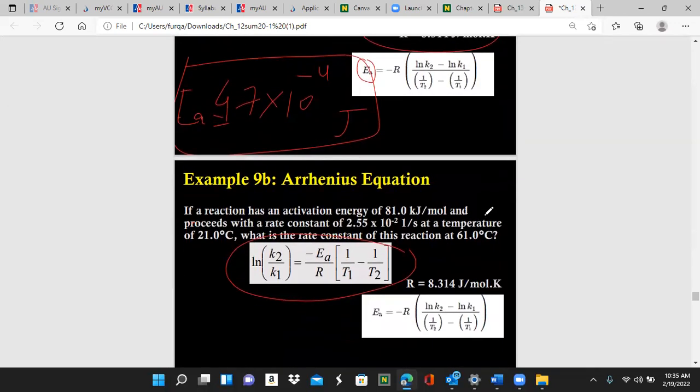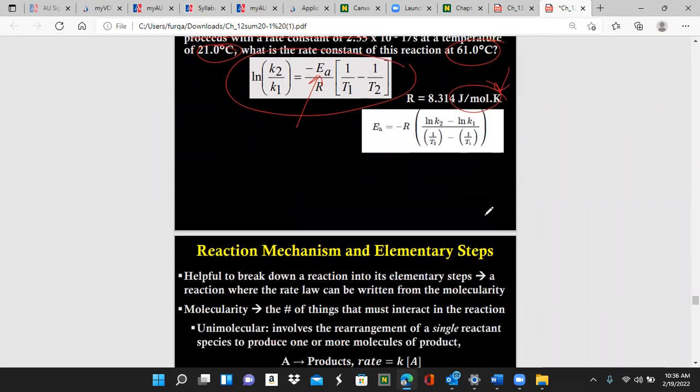In this question, it says the reaction has an activation energy. So activation energy is already given to you, but mind that it's in kilojoules and R is in joules. So do not forget to convert this into joules. It's going to be 81,000 joules that you plug into the equation. The temperatures are given to you in degrees Celsius, so you have to convert those into Kelvin. That's all you need to do, then plug the numbers in, solve it in your calculator, and get the answer.